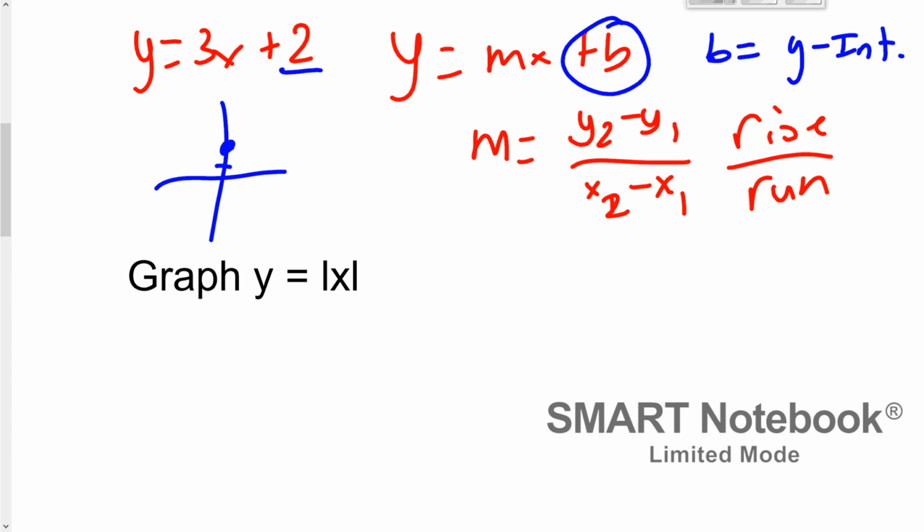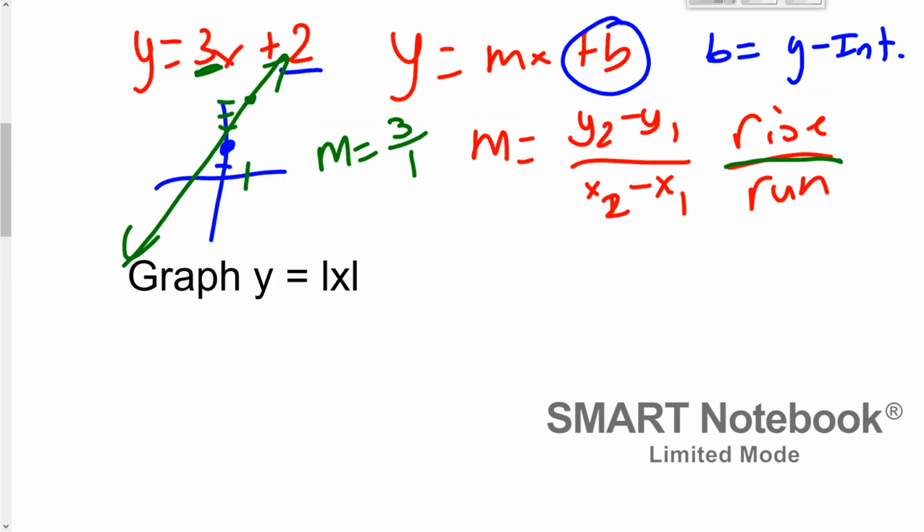Now to find my second point, I use my slope. It's rise over run, so that means I go up or down. So m is equal to 3. I can make it a fraction, right? Because it's rise over run. So if I make this a fraction by putting 1 underneath it, I can rise 3, 1, 2, 3, and then run 1 on my x's. And there I have my second point. Now I can draw my line. Okay, so those are the two different ways you can graph linear equations.